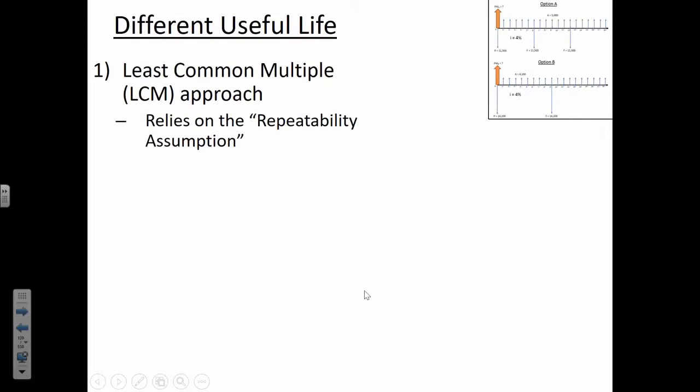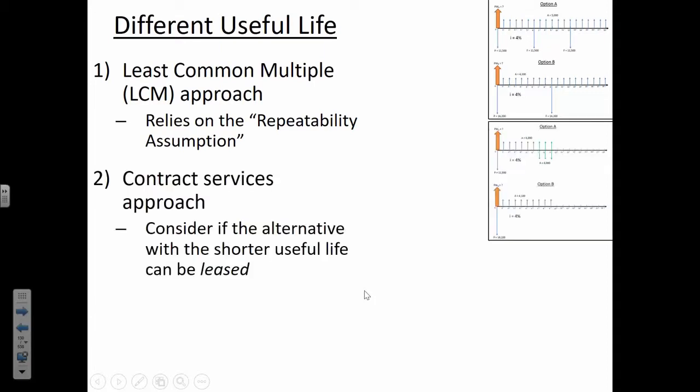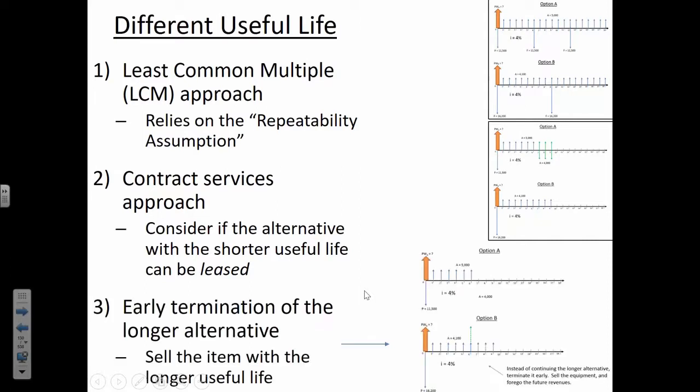Okay, now here's just a review of our 3 different approaches for making the study period the same. If the study periods don't have the same duration, then we can use the least common multiple approach, contract services, which is where we're extending one of the cash flow diagrams by leasing the equipment, or early termination, where we're making one of the cash flow diagrams shorter.